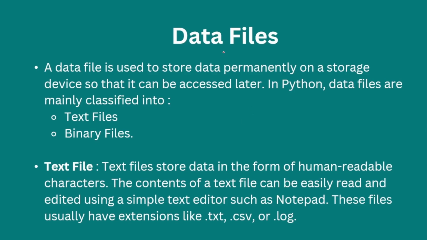Here we'll start with data files. What are data files? A data file is used to store data permanently on a storage device so that it can be accessed later. In Python, data files are mainly classified into text files and binary files. So what is a data file? It is used to store data permanently on a storage device. So data files are like text files and binary files. I'll just show you.